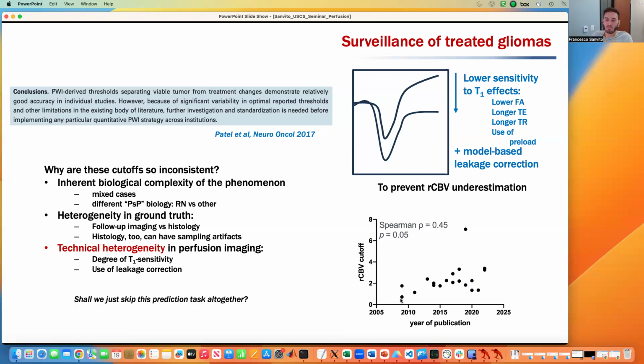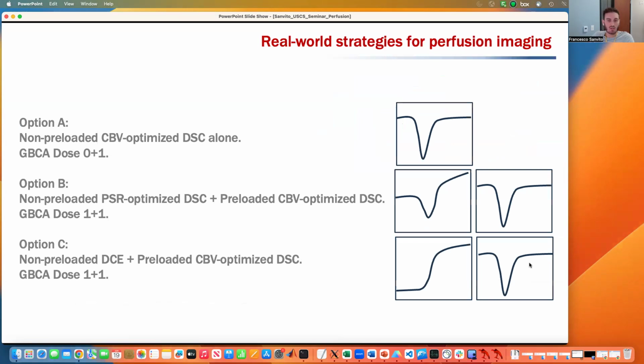If we plot the cut-offs of those studies over the year of publication, we see a trend of going up. And this maybe suggests, in my opinion, that older studies that used more T1 heavy protocols were underestimating CBV, and this is why the cut-offs are lower. But of course, there are a lot of confounding aspects that explain why the cut-offs are inconsistent.